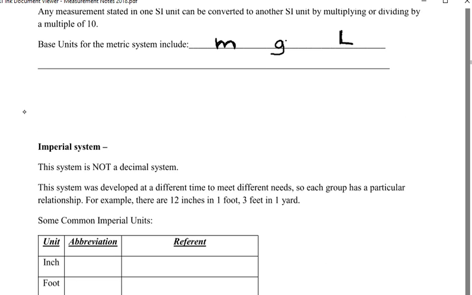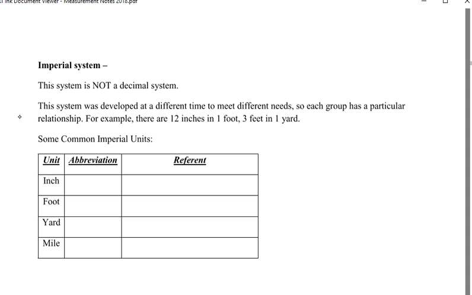Then when we go to the imperial system, it is not a decimal system, mainly because over time, every time they needed a new type of measure, they would create one. Everything was developed at different times to meet different needs. So it's not like it's a base 10 system, nice and easy. 12 inches in a foot because, well, they had inches and they thought, well, we need something else. Well, let's use 12 of these because 12 of these things is kind of close to a foot. So it's not consistent like the metric system.